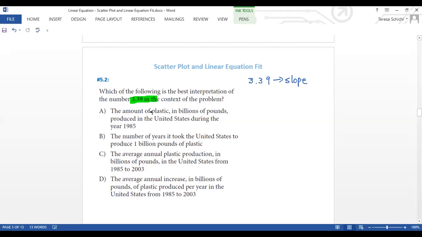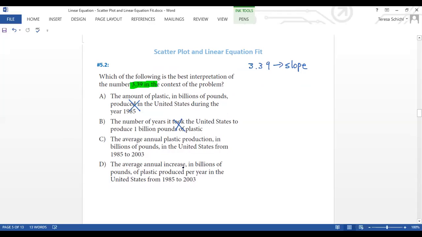So let's take a look at each answer. A says the amount of plastic in billions of pounds produced in the United States during the year 1985. No, this is not the slope definition. This one is really the intercept's meaning. Then B, C and D: the number of years it took the United States to produce 1 billion pounds of plastic. No, that's not what the slope means. Then C: the average annual plastic production in billions of pounds in the United States from 1985 to 2003. No, that's the total amount, and this is the slope. So it has to be B.